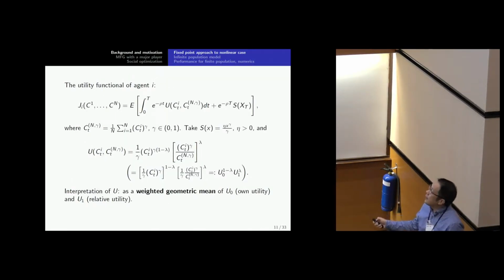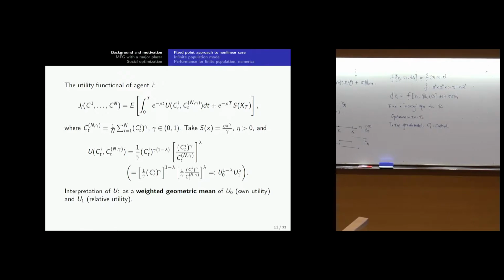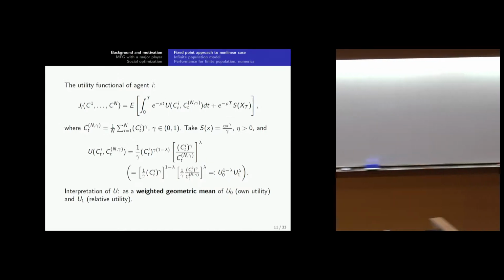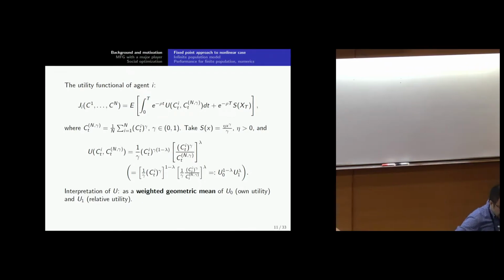Now for the next part, we introduce the utility. In this case, we actually have the relative performance, because it's based on the geometric mean of your own utility. We know for the consumption rate, you put gamma as the exponent here, and we have the interpretation according to utility. The second part is the ratio of your own utility to the average of the population. So in the end, we just get the weighted geometric mean for two components, U0 and U1. So we have the performance metric.